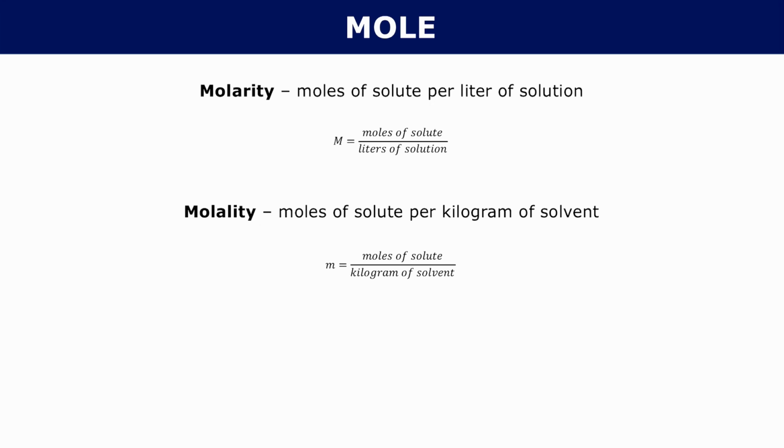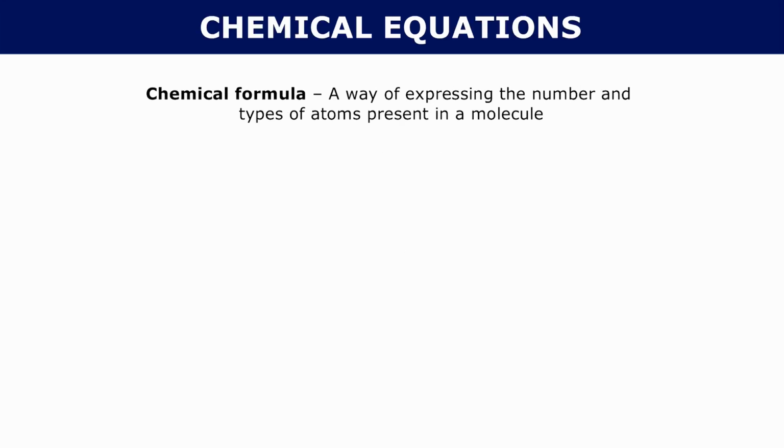All right, now that we've talked about the mole, let's talk about chemical equations. But before we can really start talking about chemical equations, we need to talk about what a chemical formula is. A chemical formula is a way of representing the number and types of atoms present in a molecule. And you've definitely seen chemical formulas before. For example, things like water, H2O, and carbon dioxide, CO2, are examples of chemical formulas.